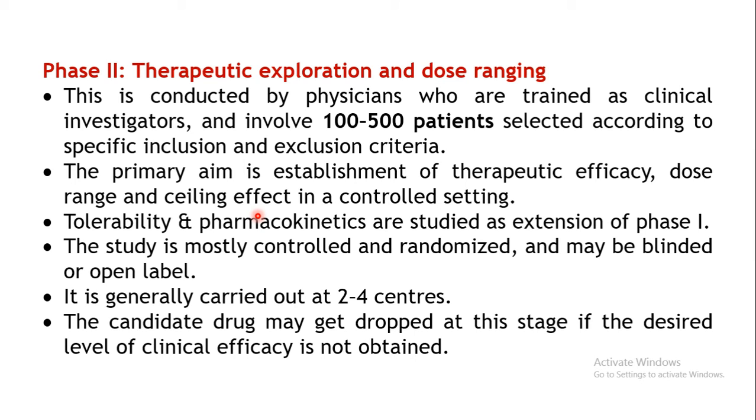So here the tolerability and pharmacokinetic studies which were started in phase 1 are extended to phase 2 also. Generally this kind of study may be blinded. So here random selection of individual subjects is done and blinding may be done.